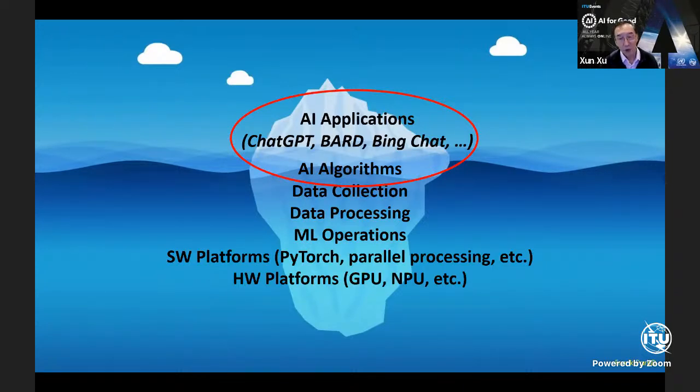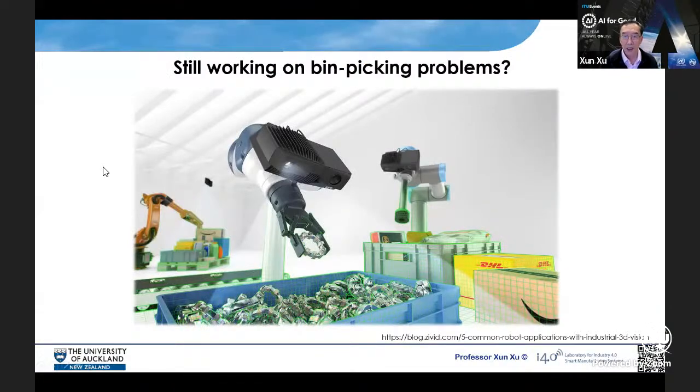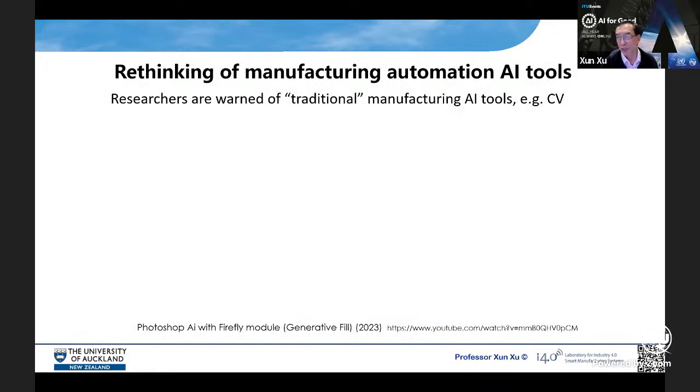Well, the impact of AI or generative AI, we've seen lots of examples, and they are actually finding ways into industry. So this is just asking a question whether you're still working on bin picking problems. This is really using vision technologies, computer vision, and machine learning to try to identify different objects. There are some tools out there which are pretty smart, actually. So we may need to rethink manufacturing automation and AI tools. We've all been doing research in this area, trying to be smart and develop different tools.